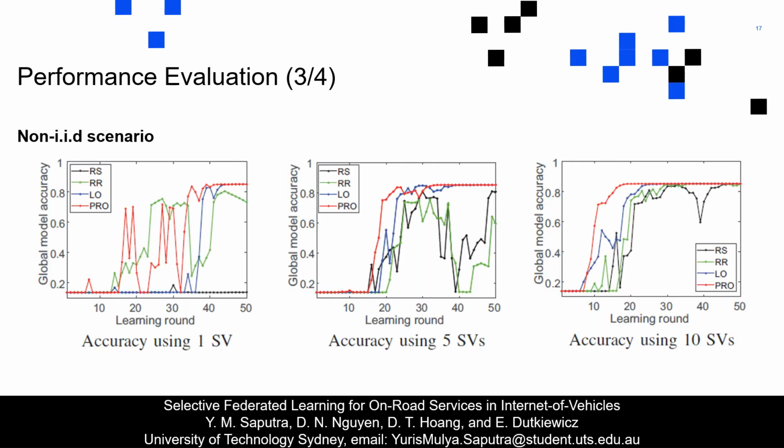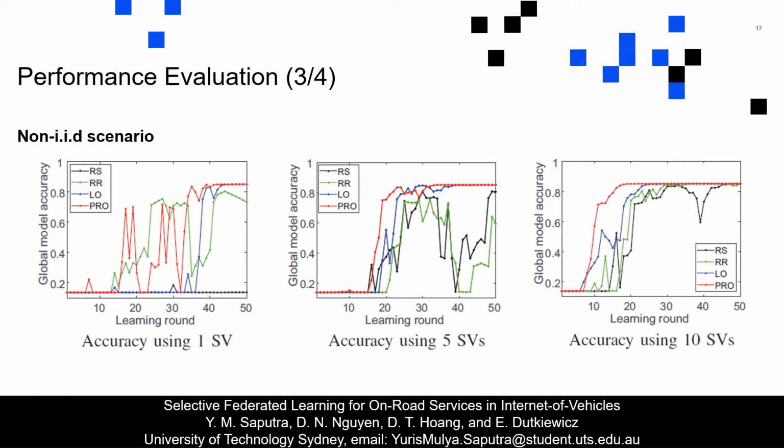We compare the performance of our proposed solution with round-robin scheduling RR, random scheduling RS, and location significant only scheduling O here. We can see that for non-IID scenarios, the performance of the global accuracy gets better when we use more SVs at each learning round. In the first figure on the left side, the performance of all methods suffers from very fluctuating global model accuracy, because we only use one smart vehicle, and we know that this is non-IID.